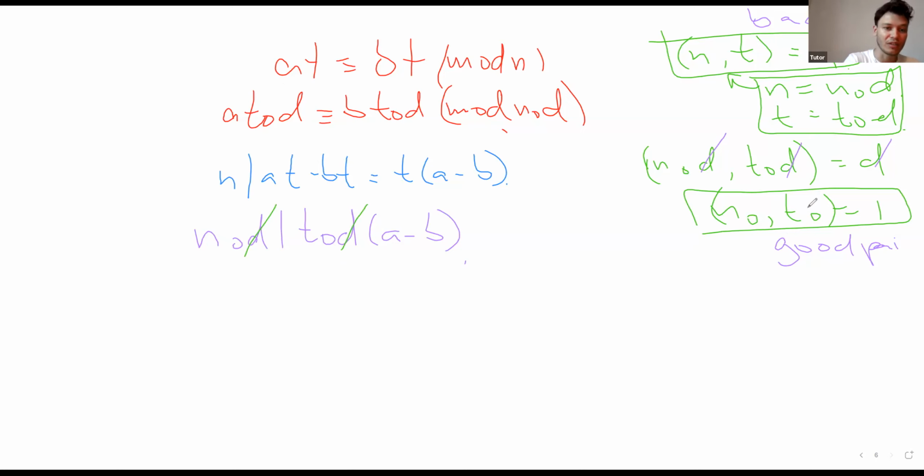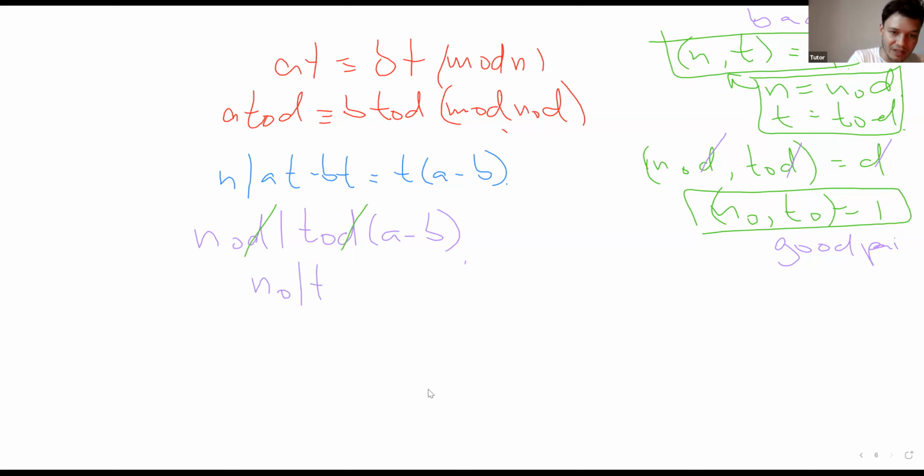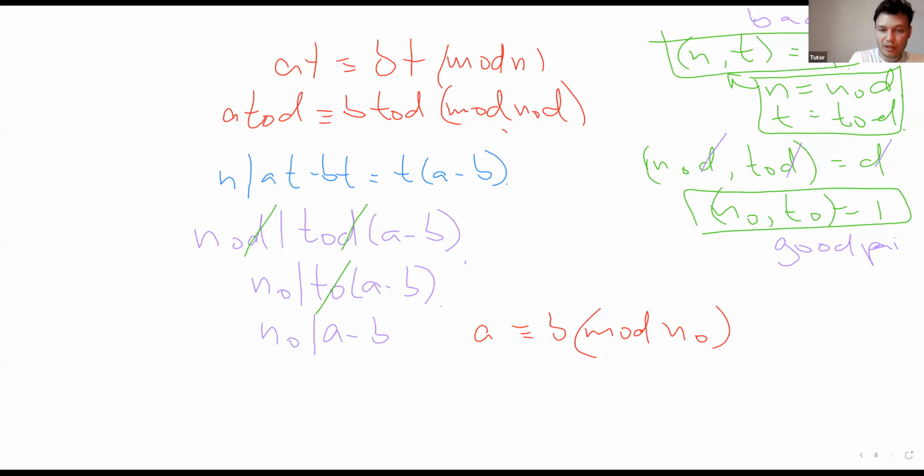So if they don't have any common factors, I can uncancel also t0, right? Basically, what I'm trying to say is you get this: n0 divides t0 times (a minus b). Now you can remove the t0 because t0 is good to n0. So you're left with n0 divides a minus b. But what does this mean? It means that a is congruent with b mod n0, right? So yeah, this is how it works.